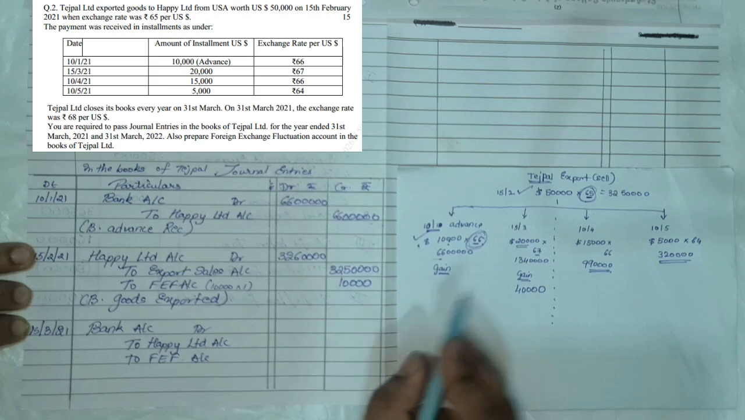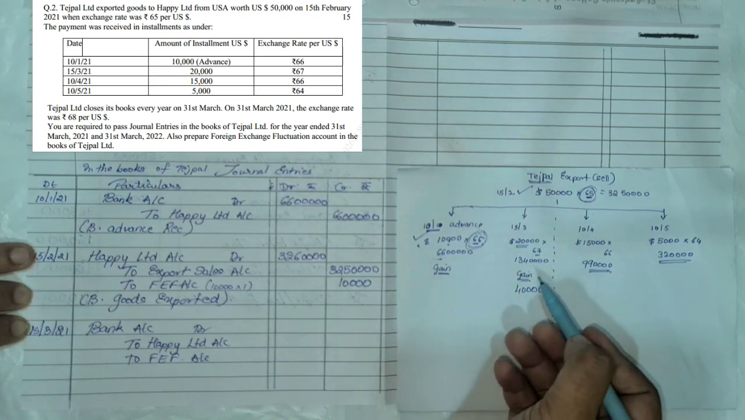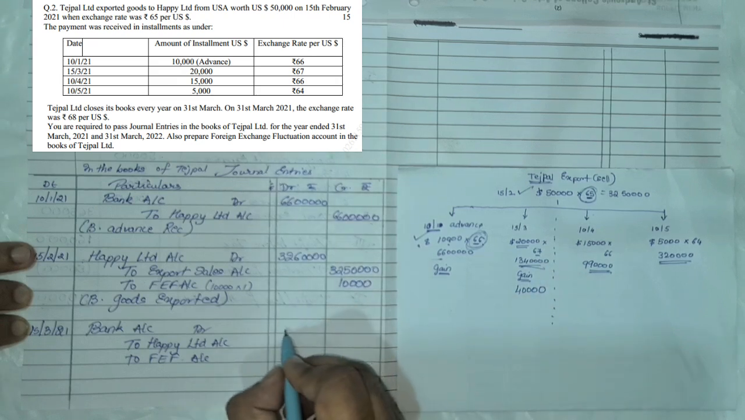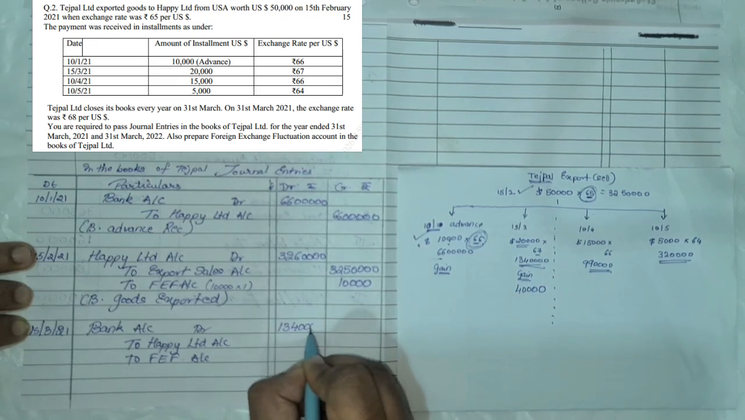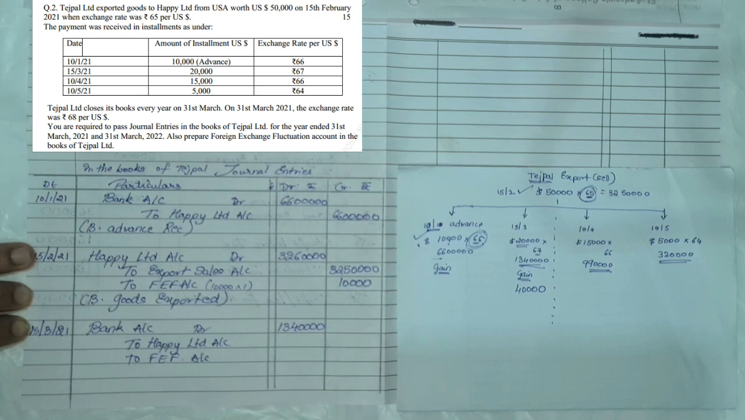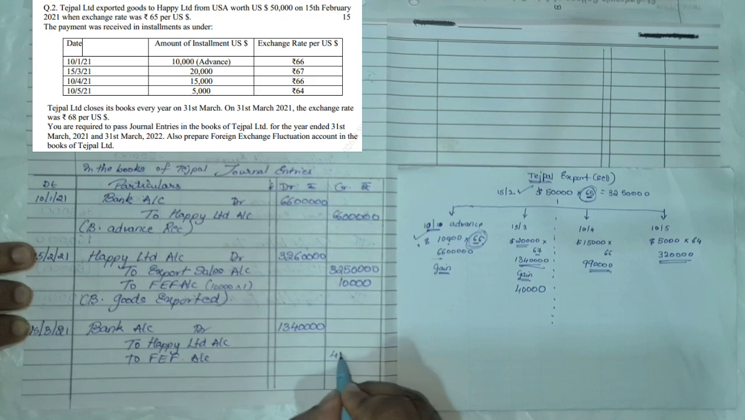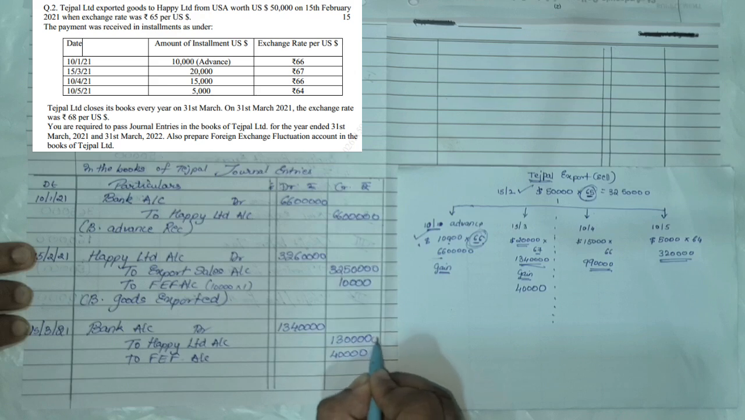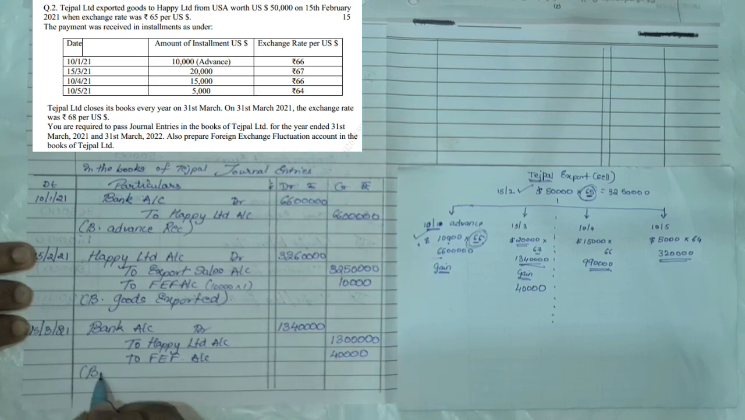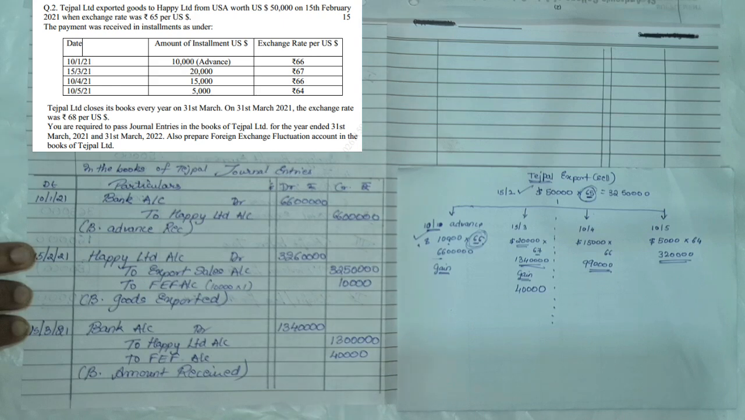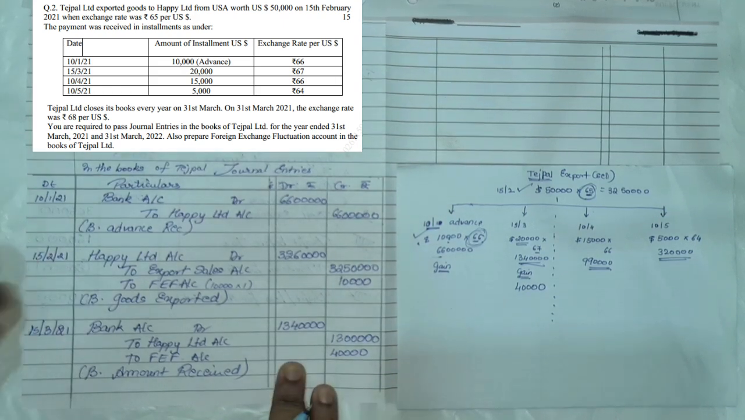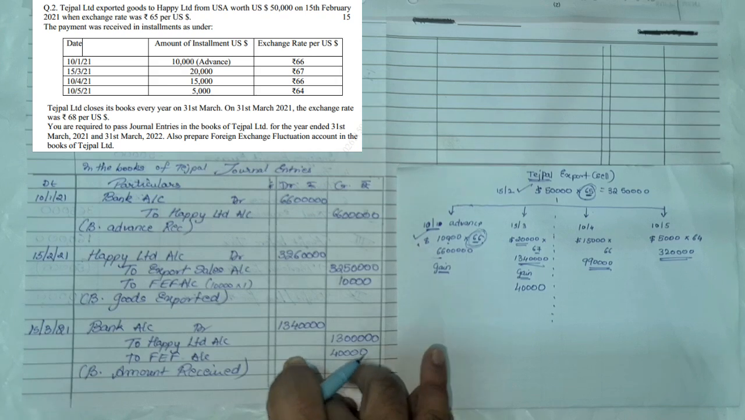Okay. First of all, you have to see how much you are receiving. You are going to receive 13 lakh 40,000. So 13 lakh 40,000 is the money that you are going to receive. There is a gain of 40,000. So under gain I am writing 40,000. So the difference is 13 lakhs, that comes in Happy Limited. Being amount received. Okay, that is how you'll have to pass the first 3 entries. So we are done with this part also.